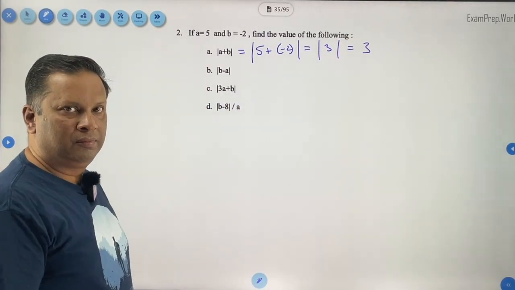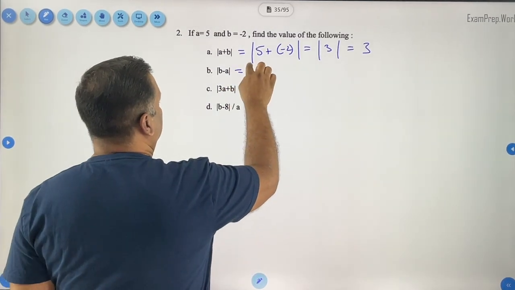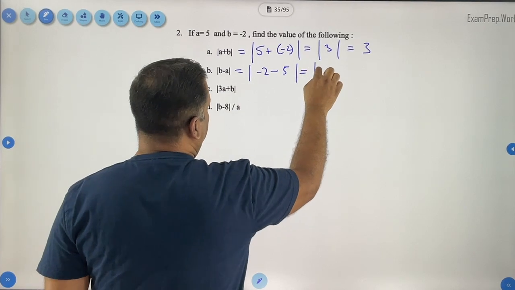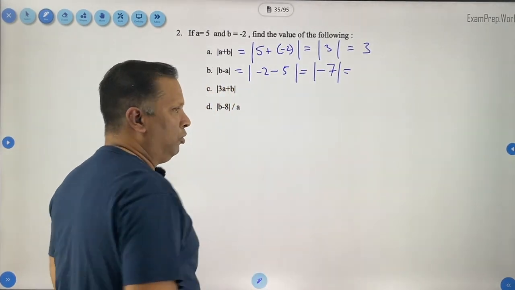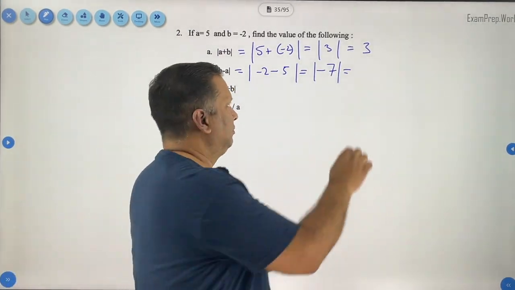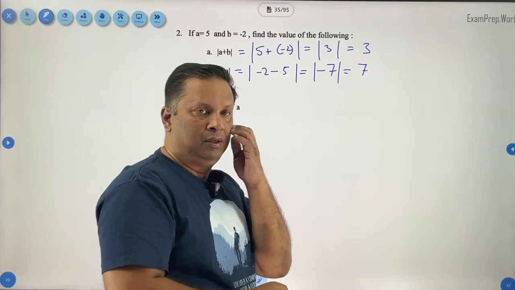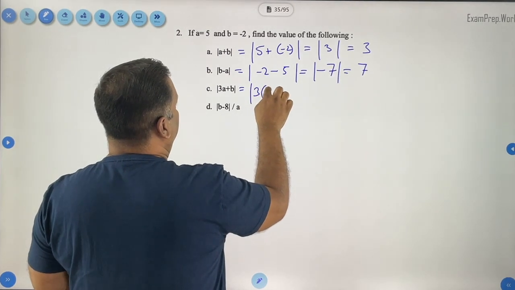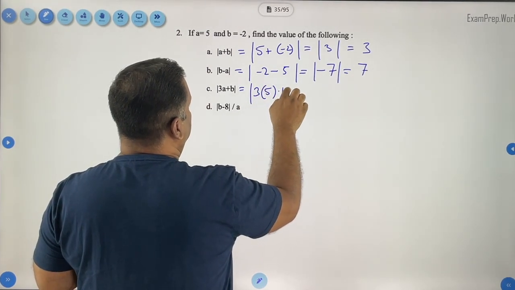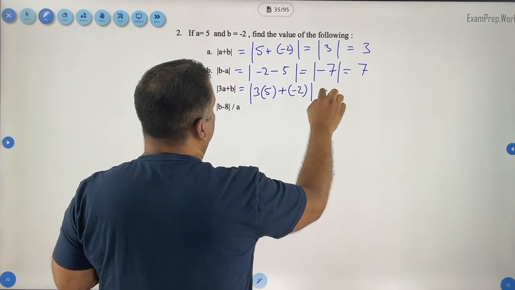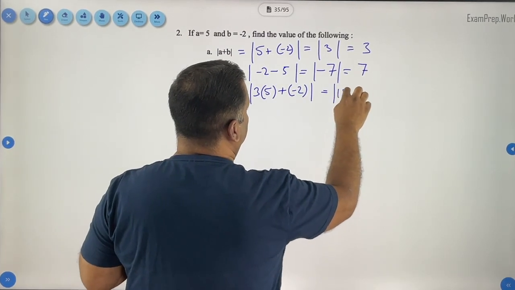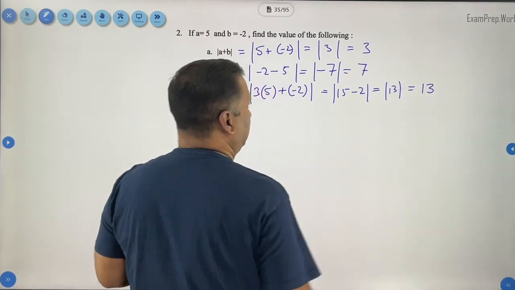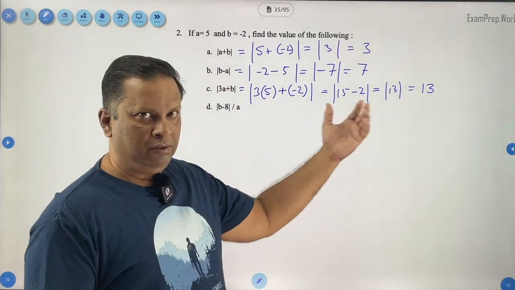Okay, right. Now b is negative 2 minus 5. So you get this time a negative 7. But mod of negative 7 is 7. Okay. Now this one, 3 times a is 5 plus negative 2 is 15 minus 2, which is mod of 13, answer is 13. See, I am writing every step so that you understand it properly.